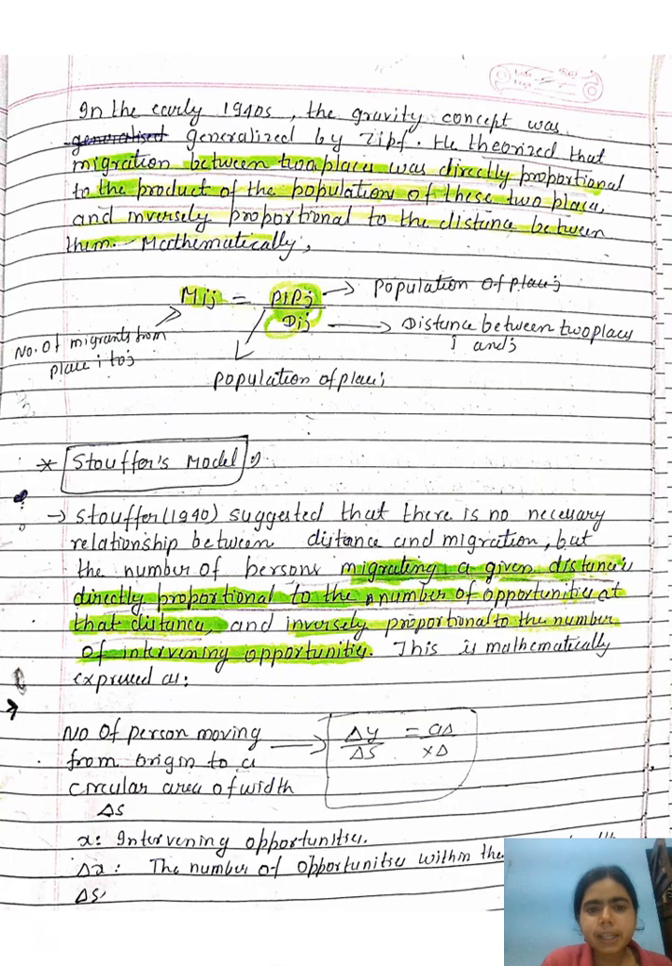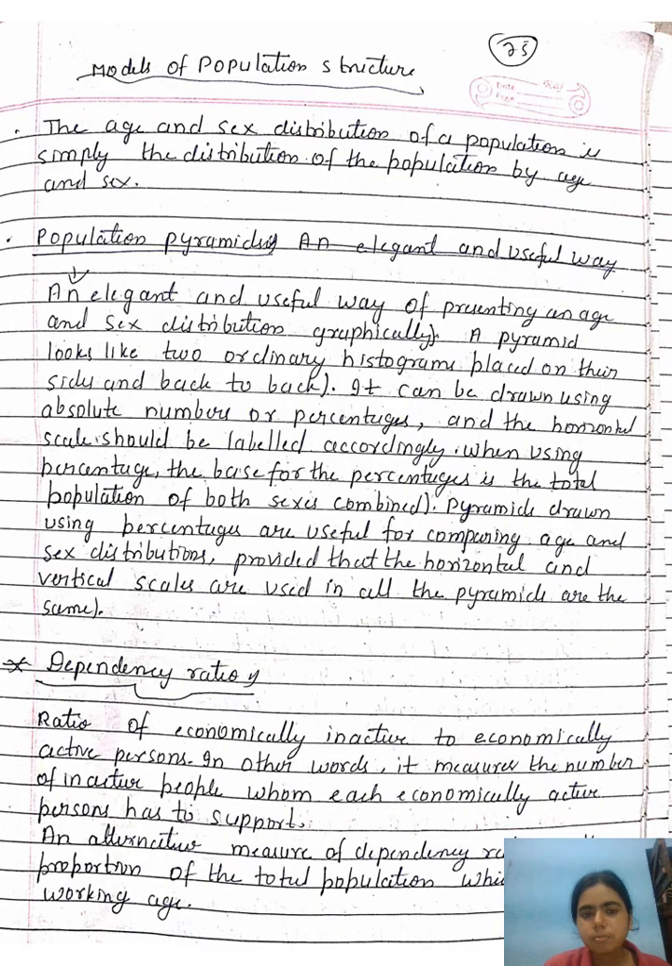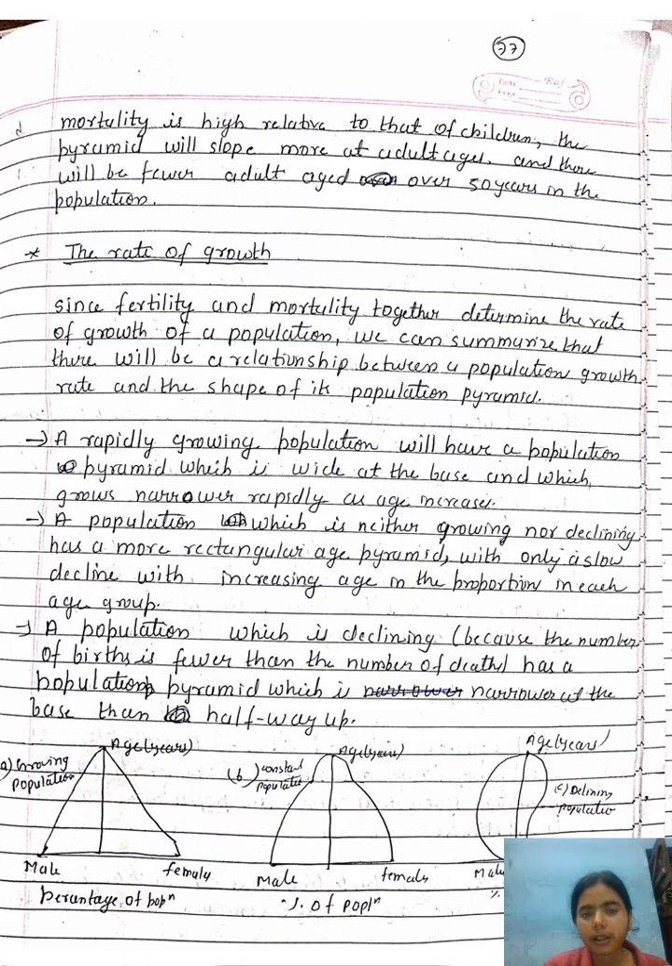The gravity model is important. In the early 1940s, the gravity concept was generalized by Zipf. He theorized that migration between two places was directly proportional to the product of the population of these two places and inversely proportional to the distance between them. Migration between two places is directly proportional to the product of the populations, inversely proportional to the distance between them. These are the things.